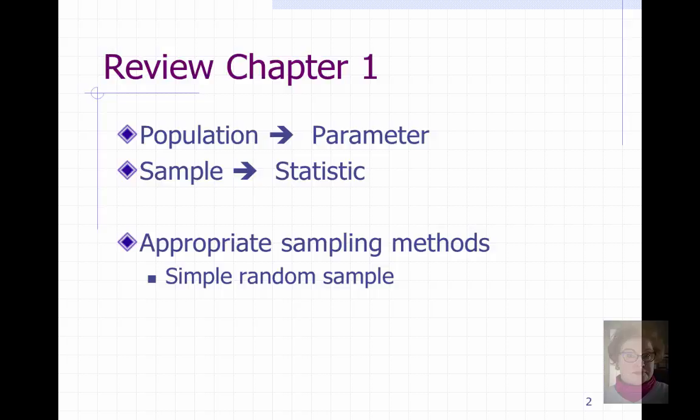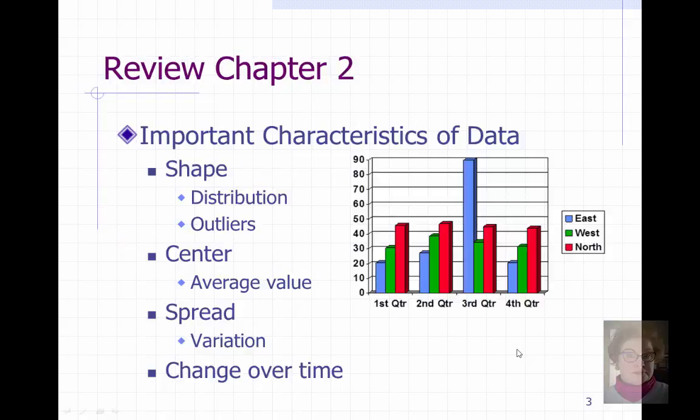Remember from chapter 1, when we talk about characteristics of a population, those numbers are called parameters. When we're talking about characteristics of a sample, those numbers are called statistics. And we talked about appropriate sampling methods, and most of the time a simple random sample is going to be your best sampling method. All of the statistic calculations that we're going to talk about really are only appropriate for simple random samples.